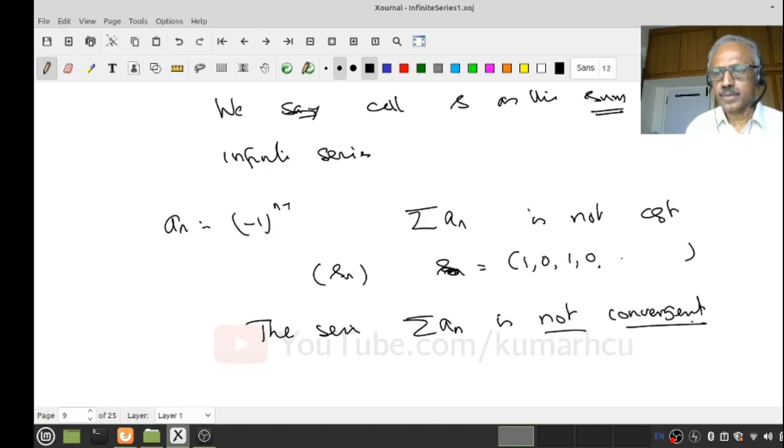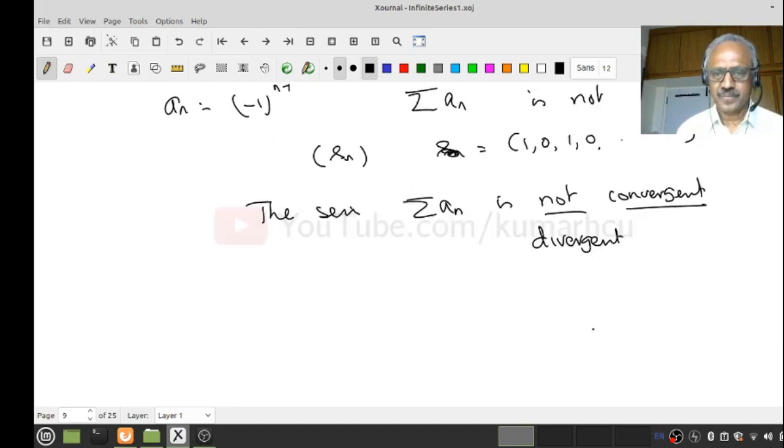Remember, if you have followed my lectures on sequences, whenever a sequence is not convergent, I call it divergent. Divergent for me is the same as not convergent. In modern mathematics, that's how we usually understand it. So we also say it is divergent. Don't think of it as divergent to infinity, etc. It simply means it is not convergent. Are you following?